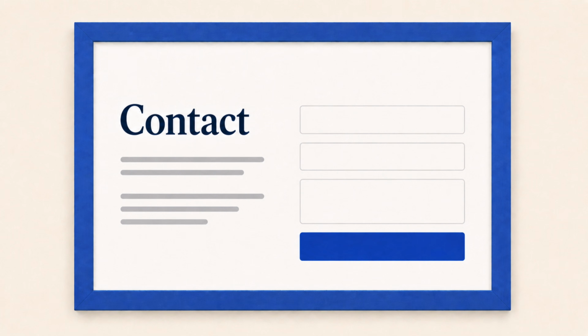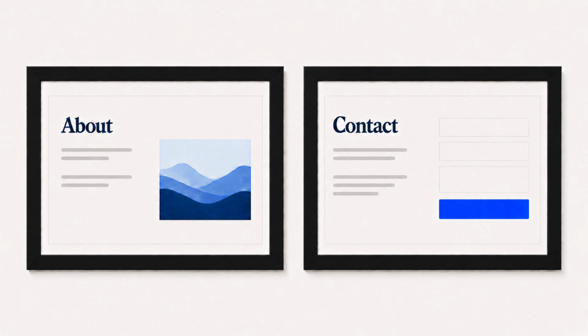In WordPress terms, editing the content of a page or post does not affect other pages or posts that use the same template. But if you change the frame, it changes how every picture inside that type of frame is displayed. In WordPress, editing a template changes the layout of every page or post that uses it.